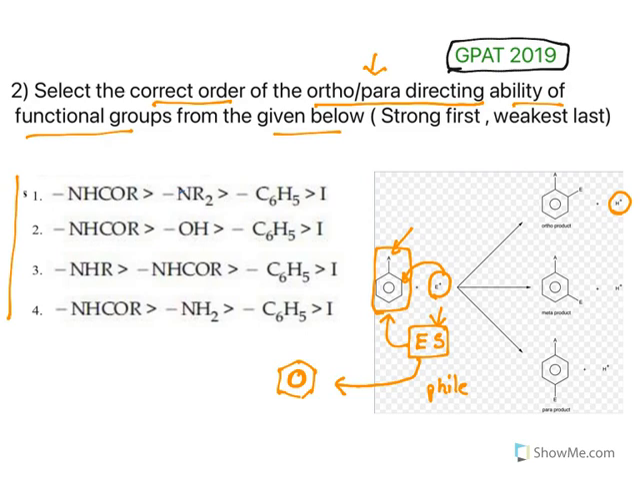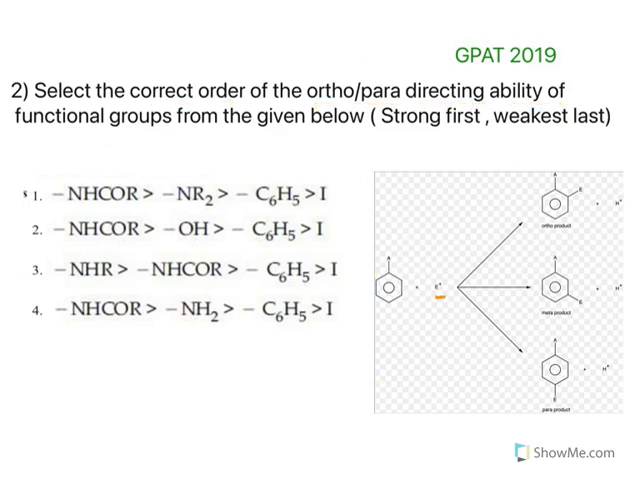Now let us see what happens with electrophilic substitution. This incoming electrophile can go and substitute here, giving an ortho product, or it can substitute here giving a meta product, or it can substitute here giving a para product. So where it has to substitute, whether ortho, meta or para, is directed by this functional group. So the functional group will decide whether the incoming group will substitute at ortho or para. That is what directing ability means.